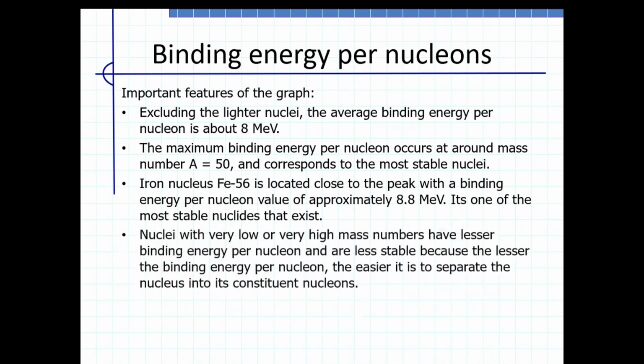The nuclei with very low mass have lesser binding energy, and they become more stable by getting together, and it is easy to separate such a nucleus into its constituent nucleons.